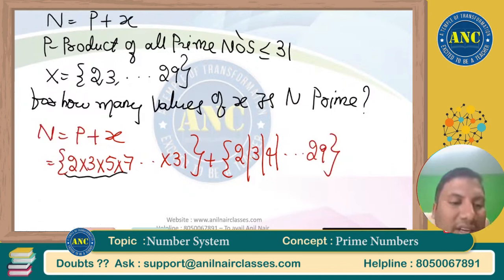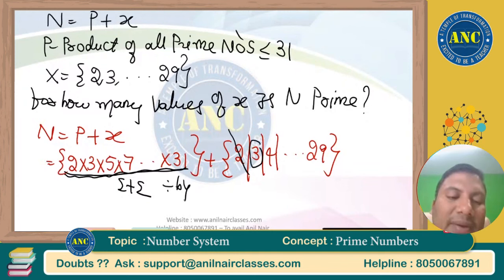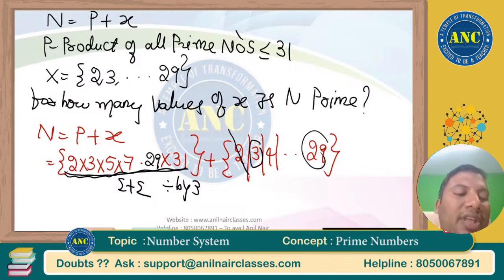See here, P is divisible by 2, and 2 is divisible by 2. Even plus even is an even number. Any even number other than 2 cannot be a prime number. P is divisible by 3, and 3 is divisible by 3, so the answer will be divisible by 3. Next, 4 is an even number, so the answer will be divisible by an even number. Here also 29 is present. P is divisible by 29, and 29 is again divisible by 29.